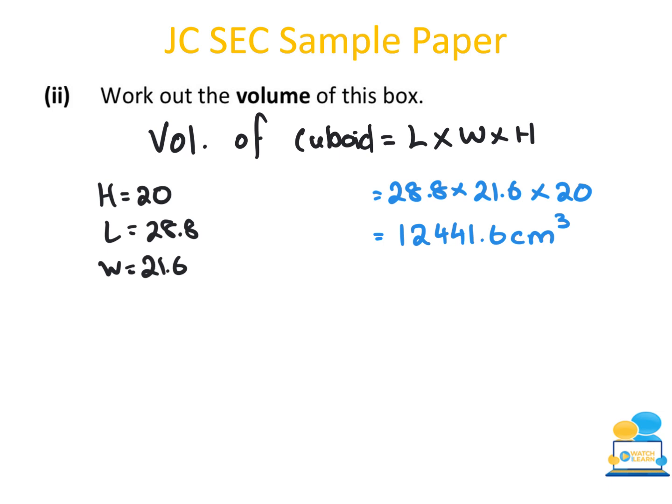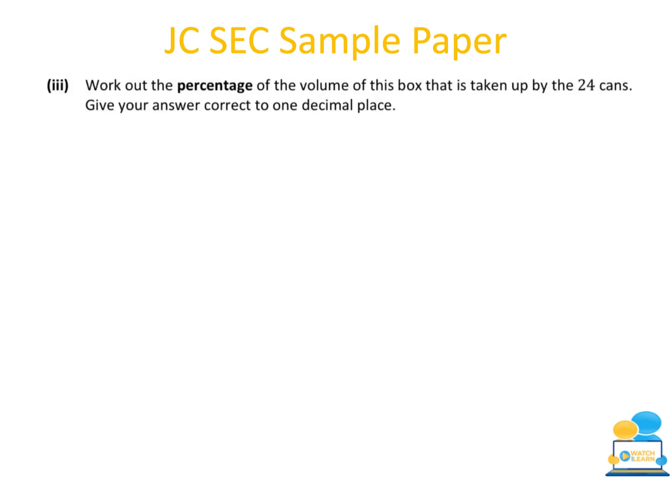So again, just write down whatever answer you get in your calculator if you don't see anything that tells you to round it to. So continuing on with this question, it says work out the percentage of the volume of this box that is taken up by the 24 cans. Give your answer correct to 1 decimal place.